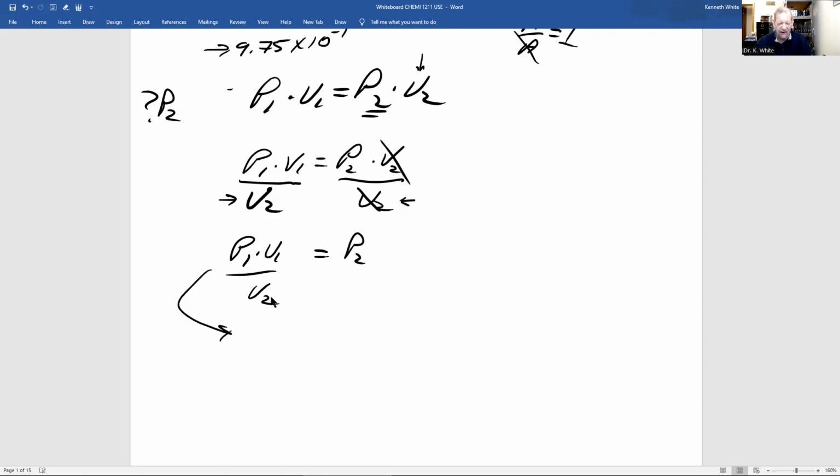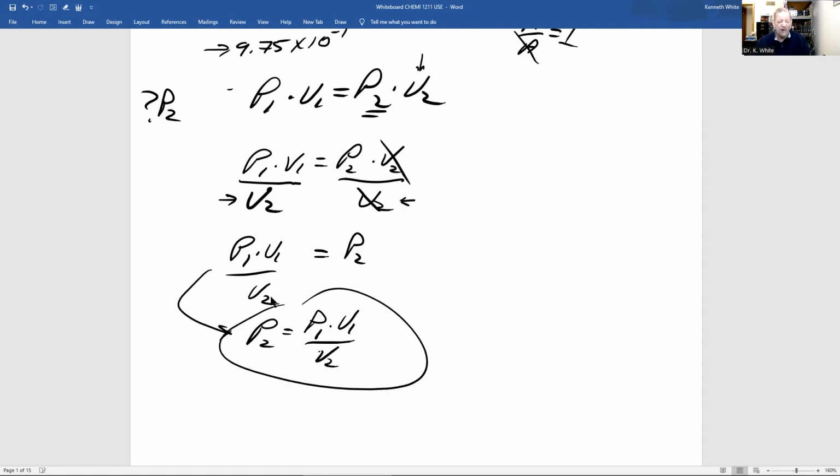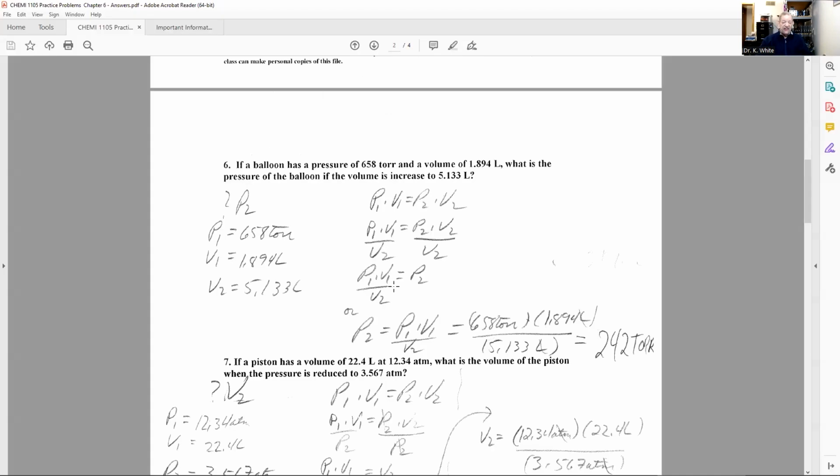And I like to rewrite it. You don't have to, but I do. Good habits I don't change. And now I know to get P2, I have to multiply P1 times V1 and divide that by V2. And you'll see I did. Here's P2 equals P1 times V1 divided by V2. I have these, so I put them in.